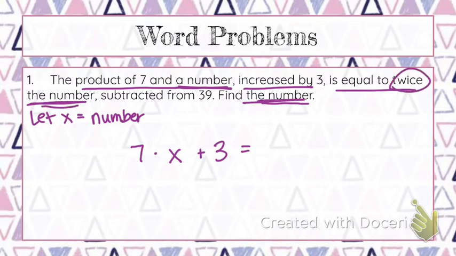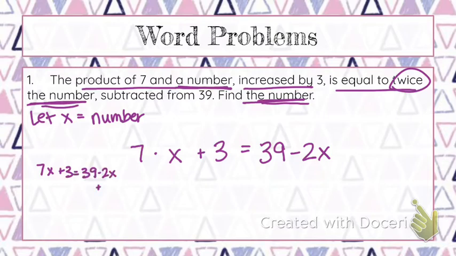twice the number, so 2 times x, subtracted from 39. So that means 39 minus this number. So we actually have to scoot that down and say 39 minus 2x. Okay, so now we have an equation we can kind of work with. So let's do 7x plus 3 equals 39 minus 2x.